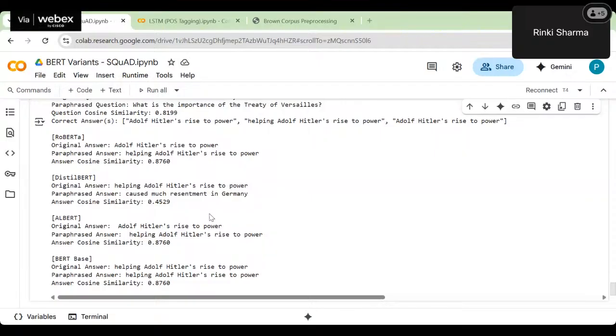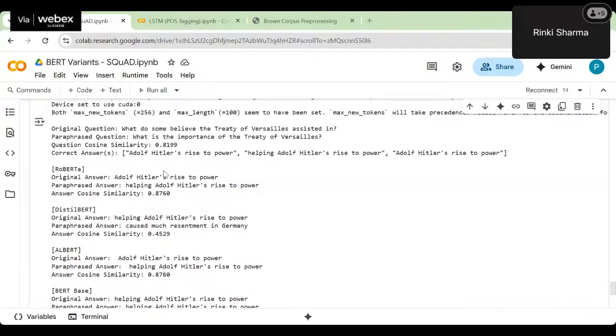So is there any doubt from the participant side regarding this coding part or anything else in this notebook?